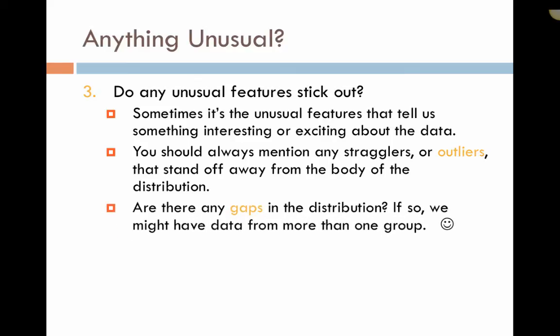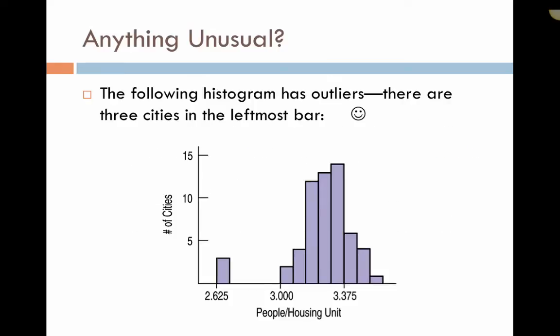The other unusual feature is any gaps in the distribution. Gaps tend to indicate that the data may have come from more than one group, so that's often why gaps are going to be interesting. For example, in this histogram here, we have outliers to the left. So I would say that this histogram is unimodal, roughly symmetric, but it does have outliers that we would have to mention. Now, we do see a gap here as well.